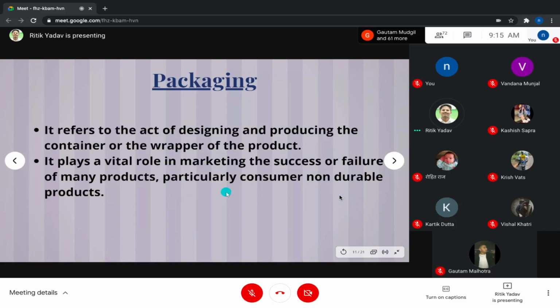Now packaging mainly plays a major role in consumer non-durable products.